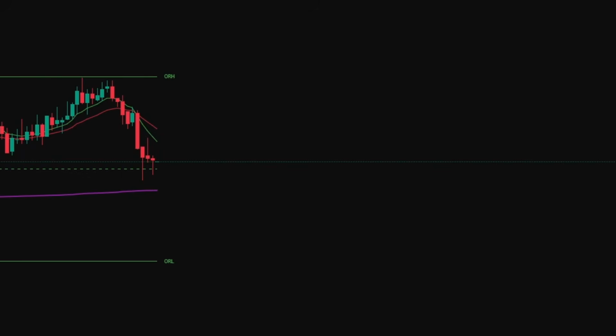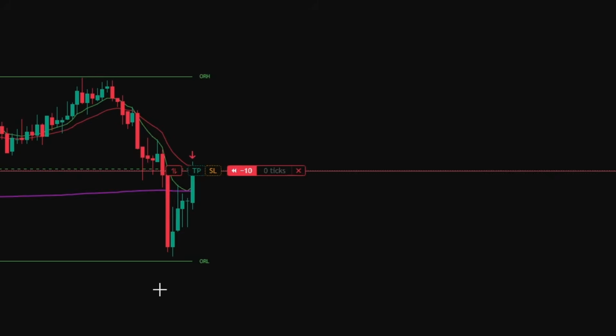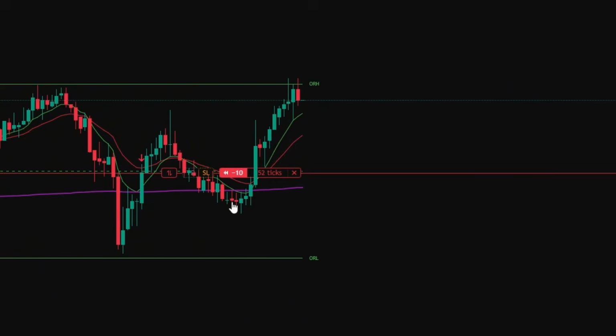Here's an example of when you shouldn't take the trade on a VWAP break. You see price break below VWAP, but our EMAs are still sitting above. If I had taken this trade short, it would have been a stop out.